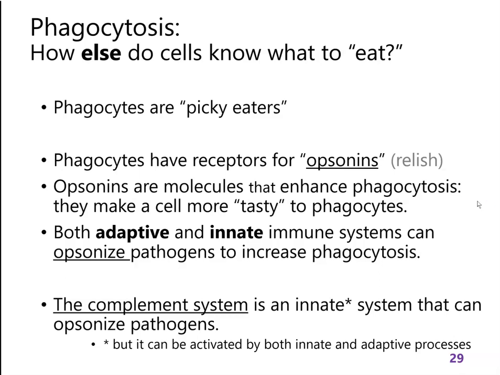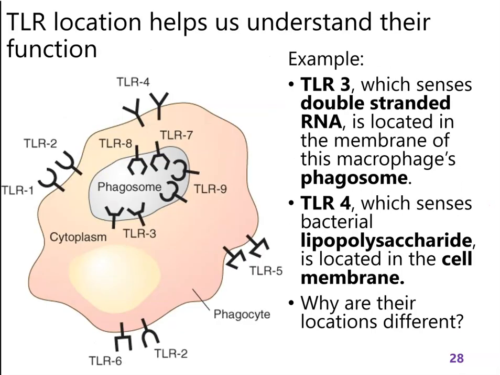So that's a big way cells know what to eat, is toll-like receptors and other pattern recognition receptors. And again, this is fundamentally innate. This is as innate as something can be. If you have it on the day you're born and it doesn't change throughout your entire life, that's pretty innate.